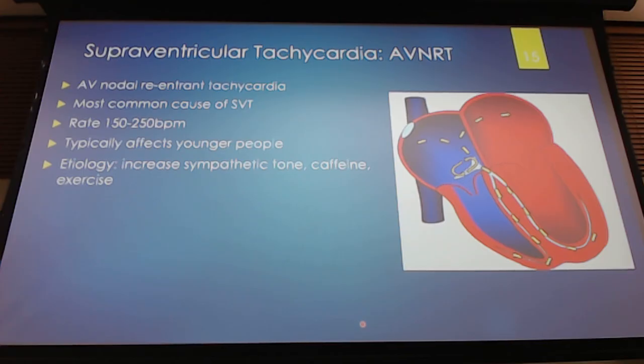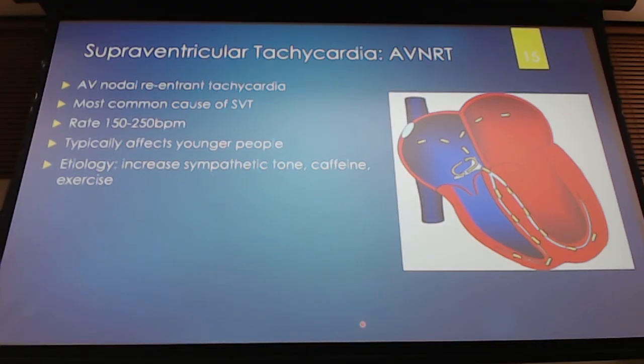And typically, when we think about SVT, we think about affecting the younger population. Now, can you see it in people that are 60 and 70? You absolutely can, but oftentimes this affects the younger population. Sometimes this is due to an excessive use of caffeine. Sometimes people have increased sympathetic tone, that fight or flight. Sometimes exercise can push these patients into this supraventricular tachycardia, SVT.